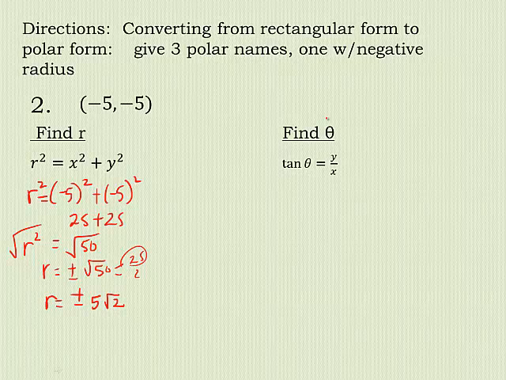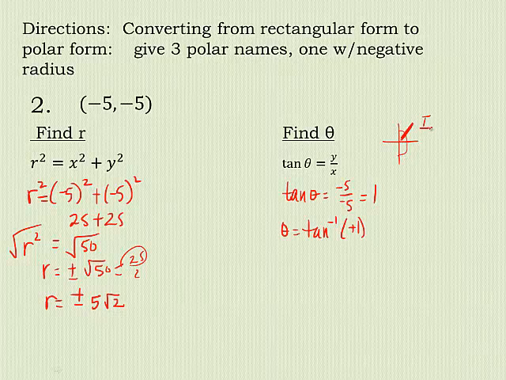All right. So for tangent, I have negative 5 over negative 5, which is positive 1. So where's my inverse tangent? Positive 1. Tangent's either quadrant 1 or quadrant 4. Remember, if it's a 1, it's the pi over 4 angle. So that's our angle.